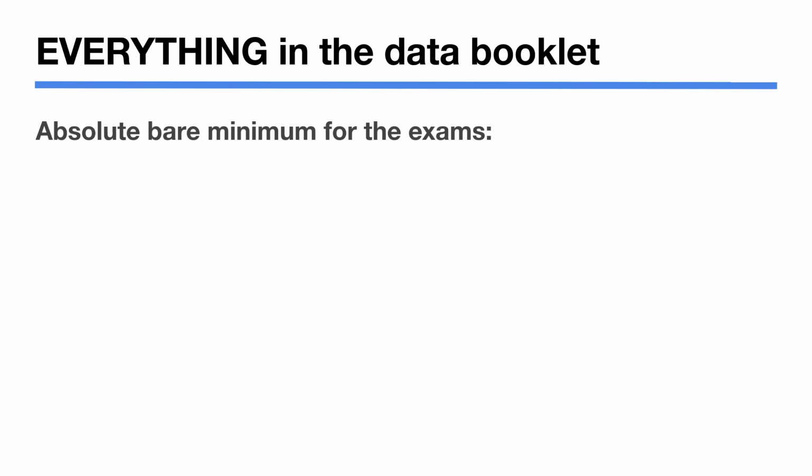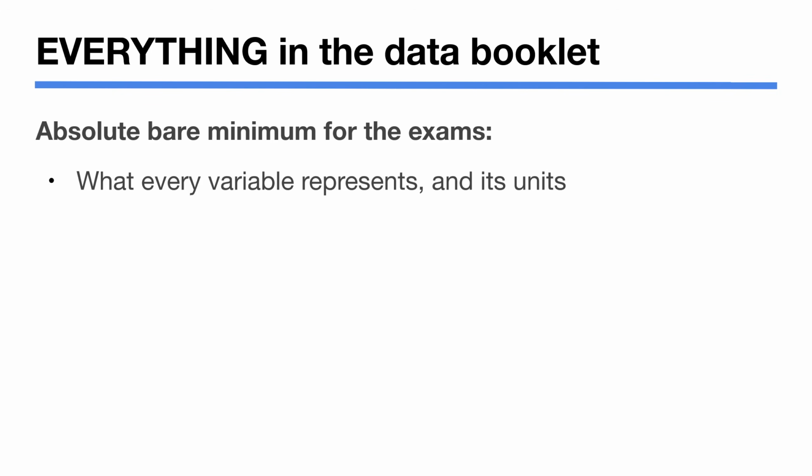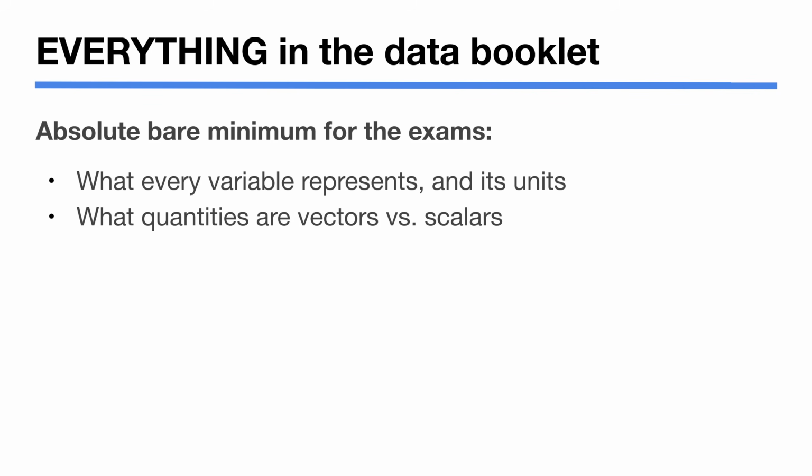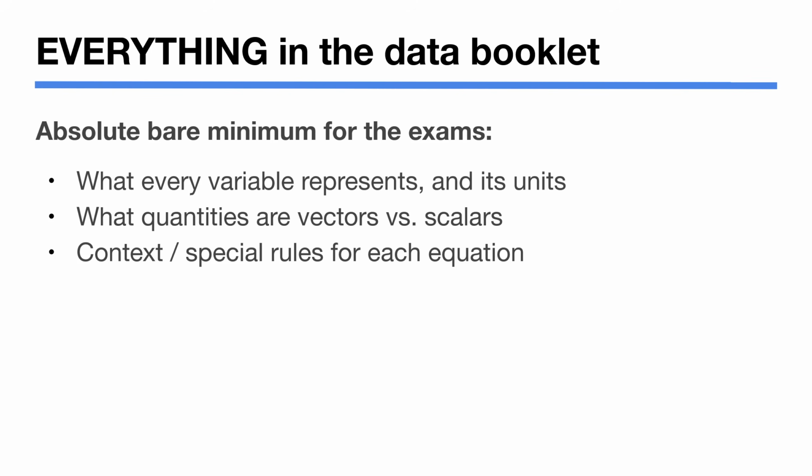Okay, number one, the absolute bare minimum preparation you need to do going into the exams is you need to know every single thing in your data booklet. You have to know what every letter represents. What are the standard units we use with them? What's a vector versus what's a scalar? Remember, they don't show you in the data booklet because you're supposed to know it. And what are the special rules for each equation? Because there's plenty of equations that have limitations or rules, or you can only use them in certain situations. All right, you need to know all that stuff. This is, again, the kind of bare minimum prep you need to do.